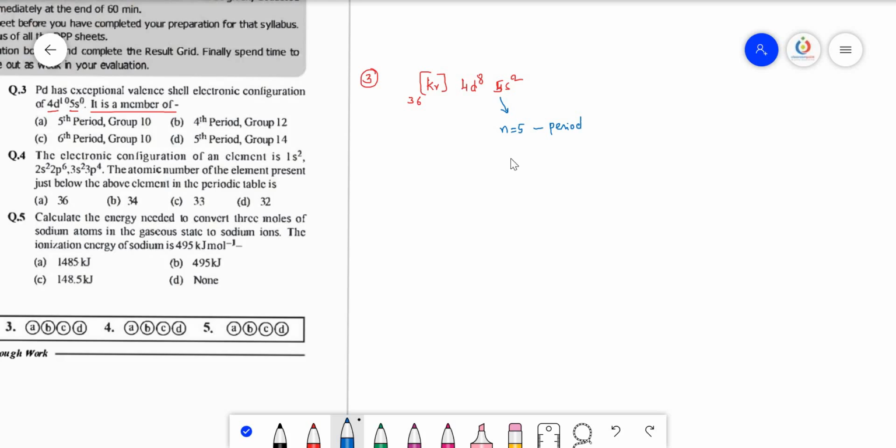Then if you want the group, it is always the number of s electrons plus the number of (n minus 1) d electrons. So how many s electrons are here? 2 s electrons are there, and the number of d electrons is 8. Total equals 10th group. So it is present in the 5th period and 10th group. Hence option A is correct.